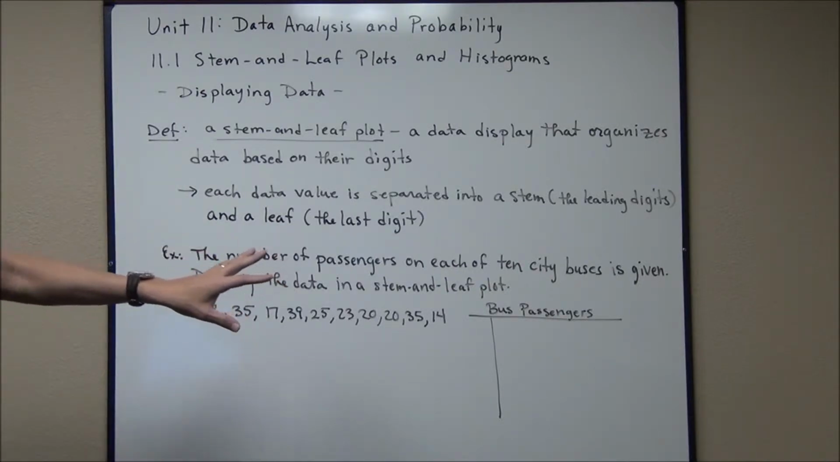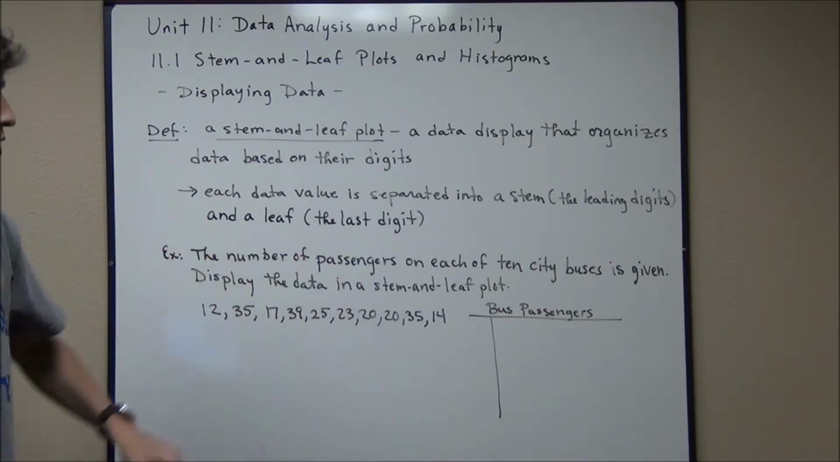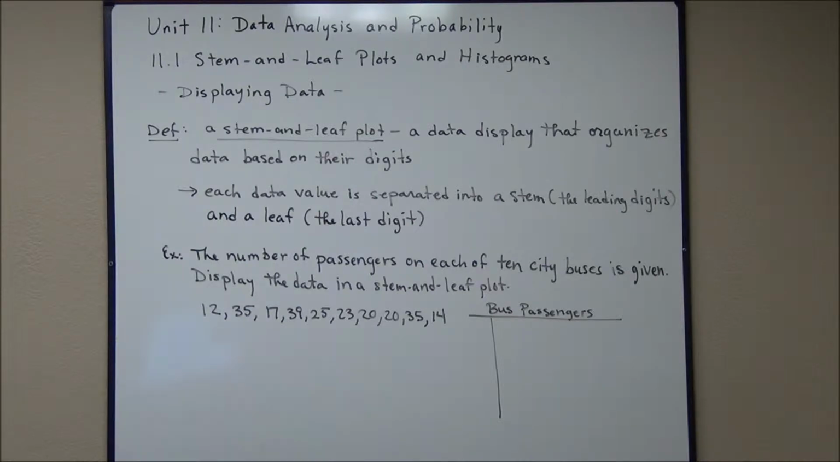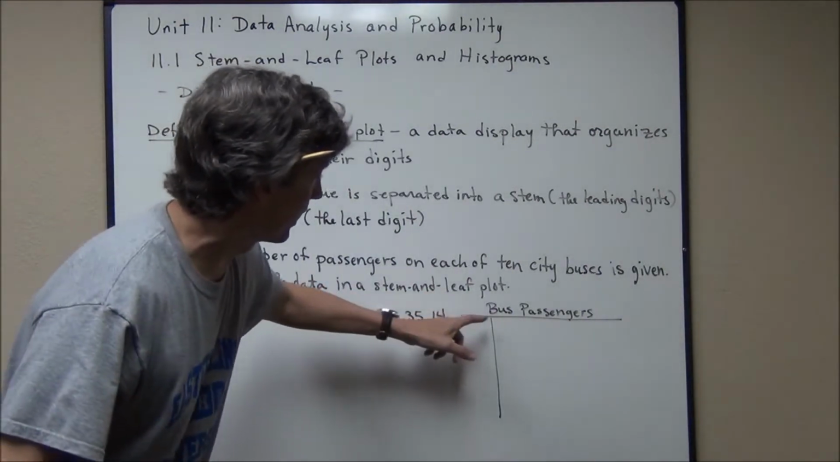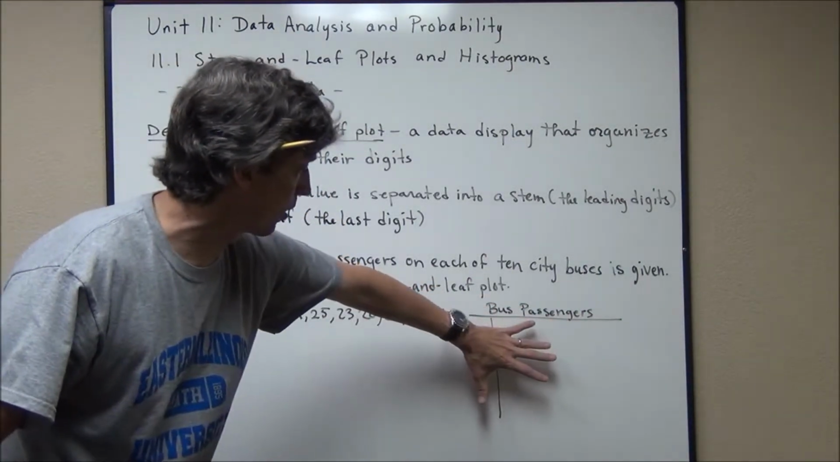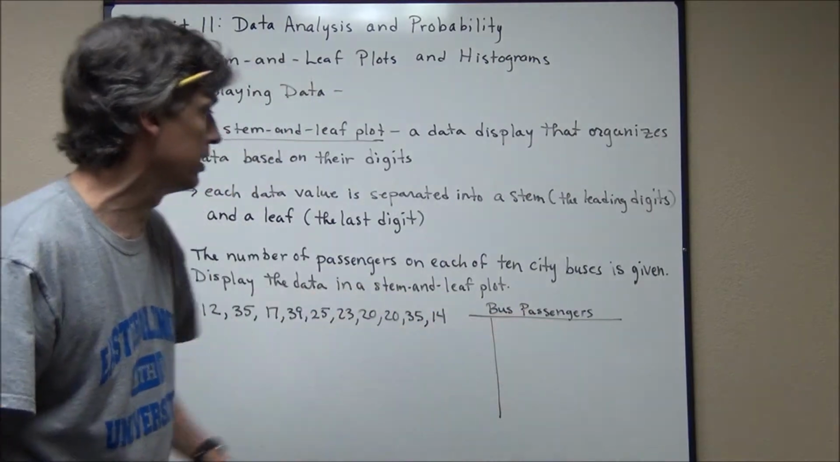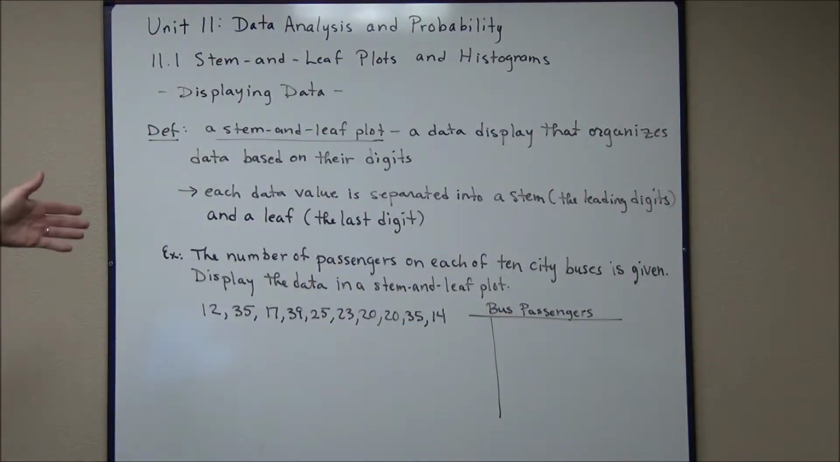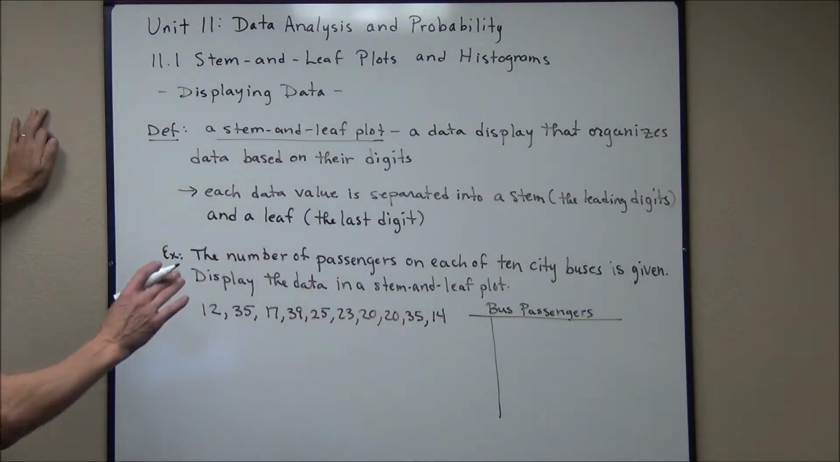I've already got it kind of written out here a little bit. It says the number of passengers on each of 10 city buses is given. Display the data in a stem and leaf plot. Now notice here I have kind of a lopsided capital T here. This is where I'm going to put my data, and I've entitled this Bus Passengers because that's what it's talking about.